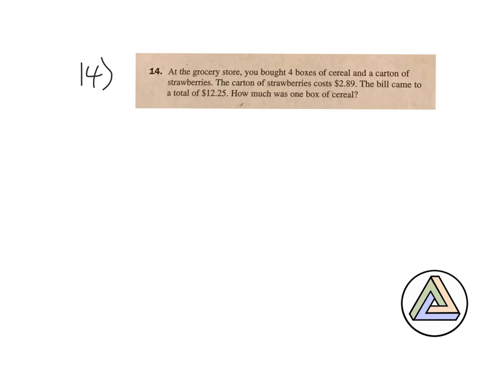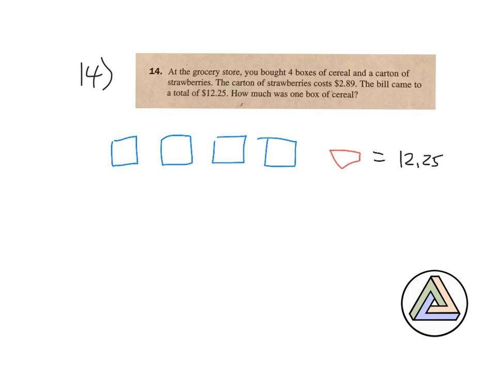Yeah, so the bottom line is you bought 4 boxes of cereal. Here they are. It'll be blue. Plus 1 carton of strawberries. We'll make that red. And that ended up equaling $12.25. So that's what happens when you add it all up, right?